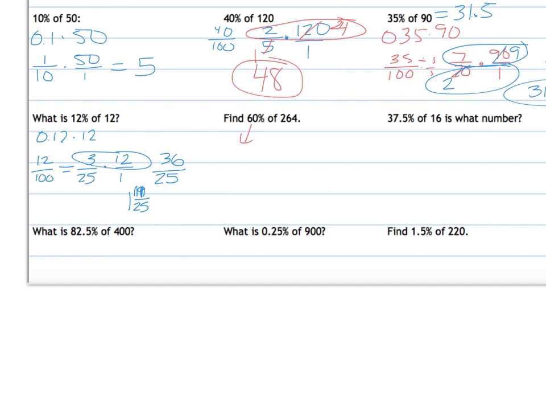60%. Remember that fraction, decimal, and percent equivalence chart would be helpful. So this is 3/5 of 264. And you can keep going like this. So I can either multiply across or multiply by the decimal. I find out that 60% of 264 is 158.4.